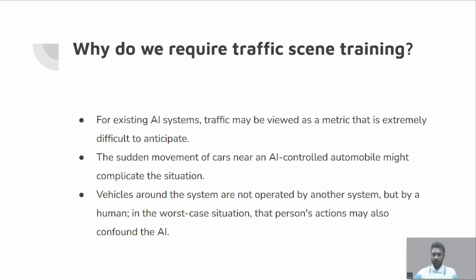In the worst case situations, people's actions may lead our AI to get confused and proceed with a wrong operation, which may cost a lot. It may be anything like an accident or anything way worse than that, or getting your car damaged.